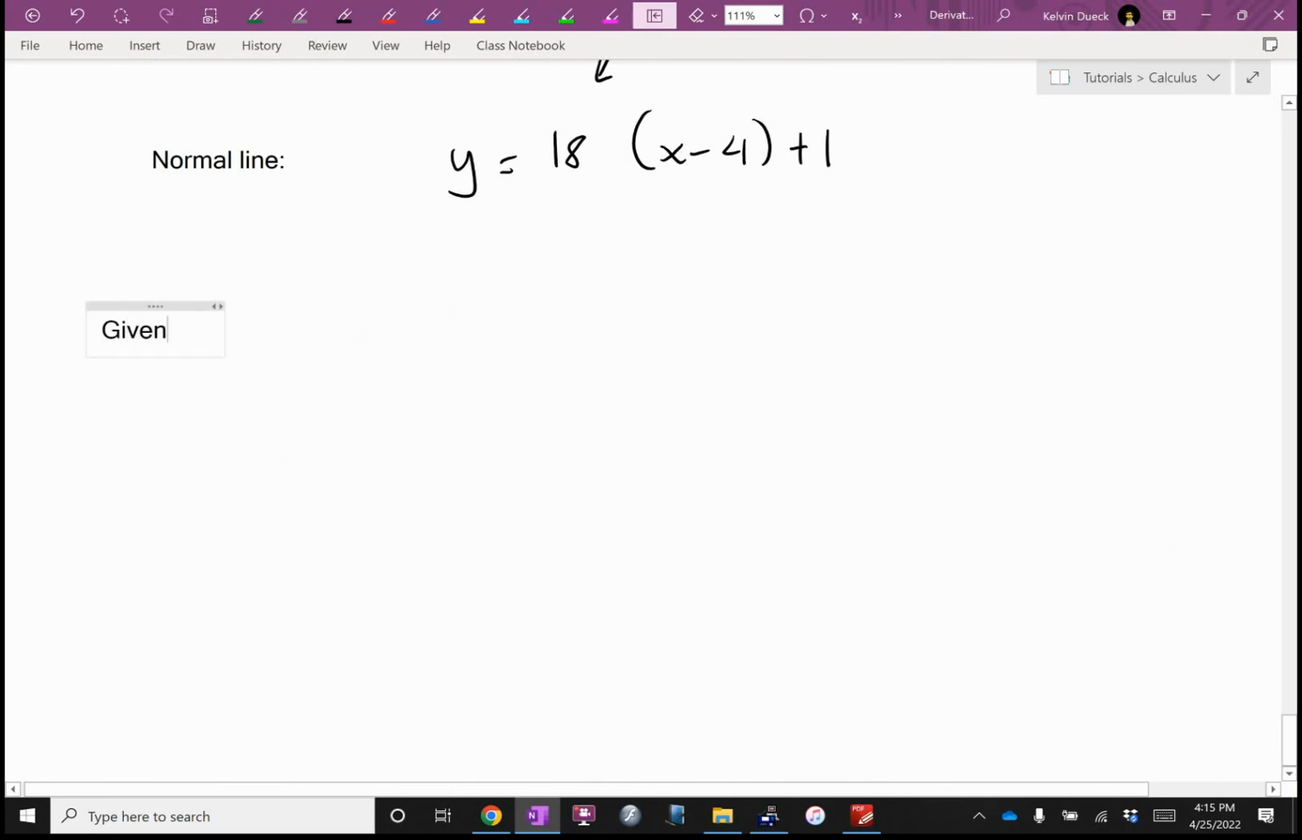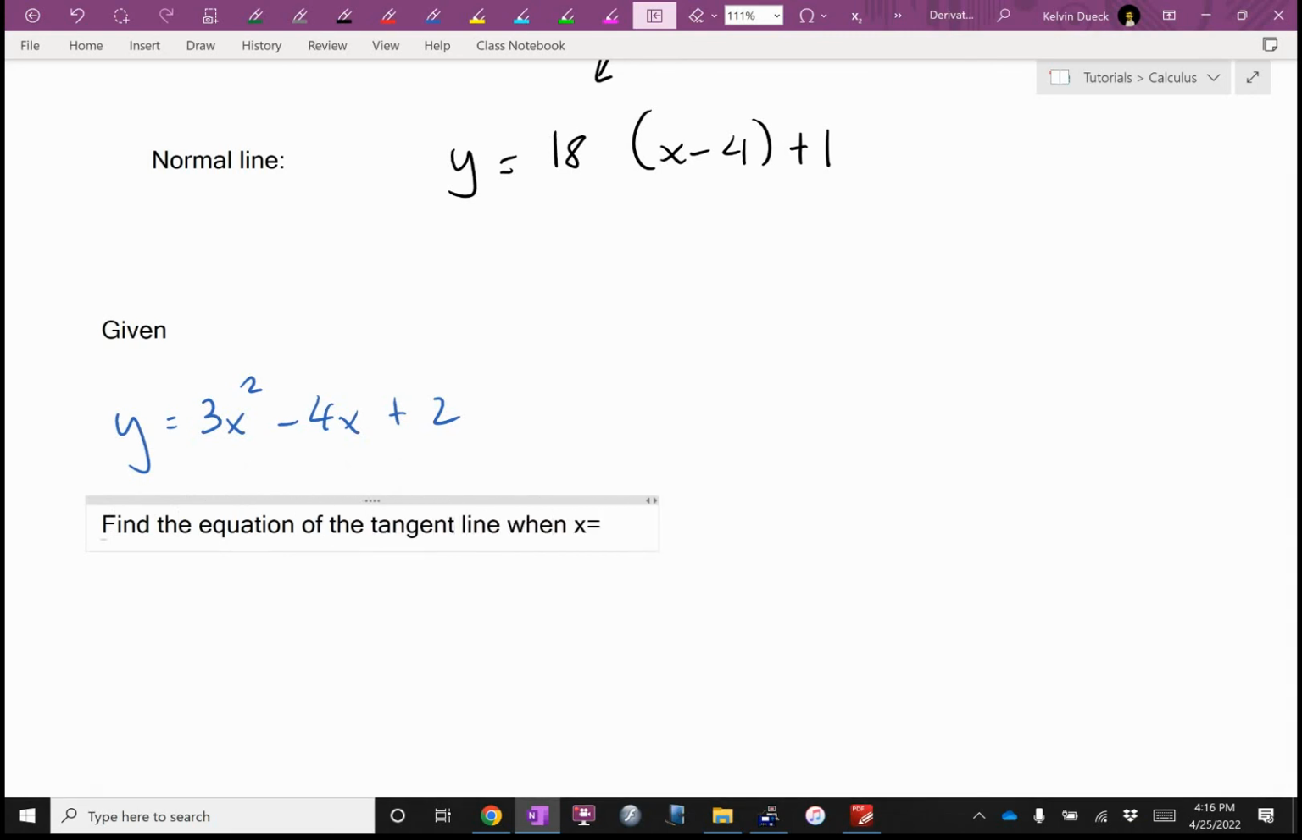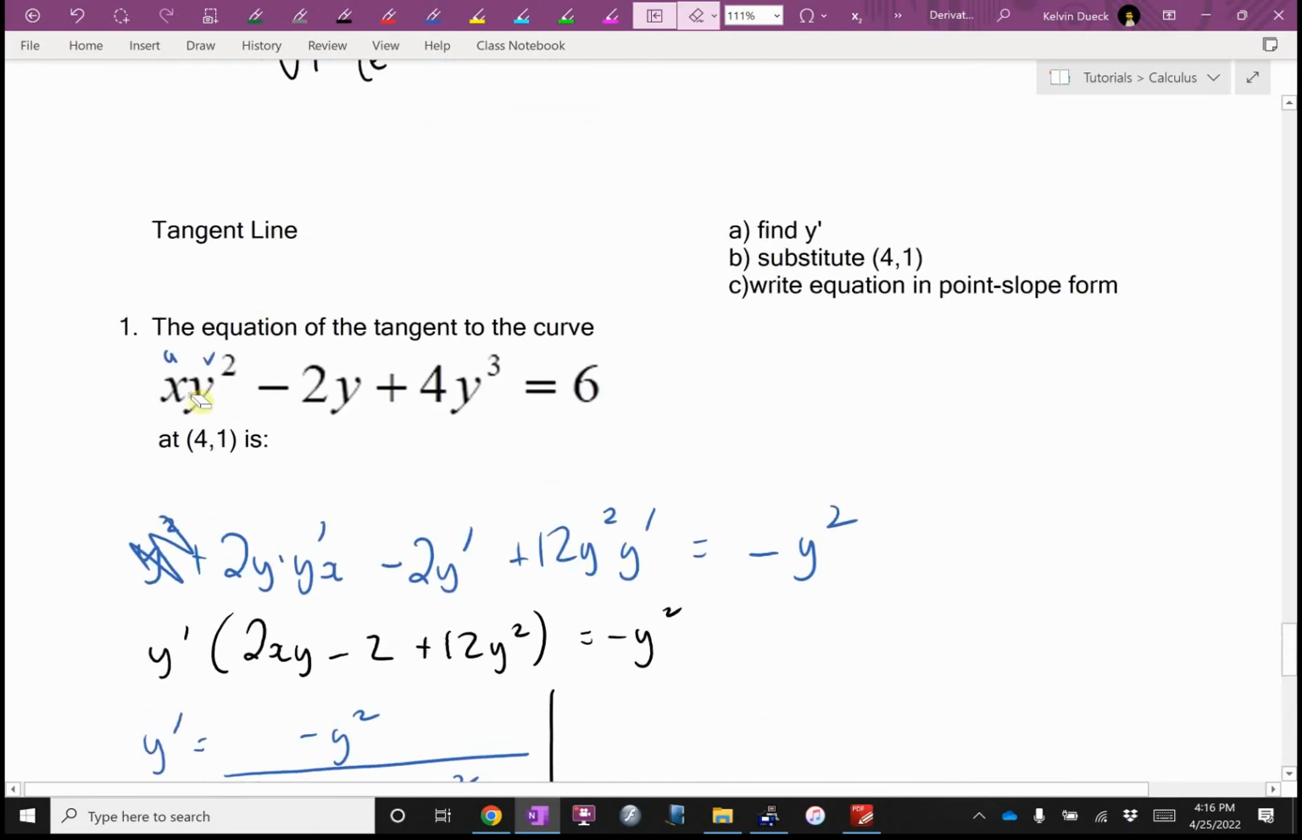Given y equals 3x squared minus 4x plus 2, find the equation of the tangent line when x equals 5? Sure. See, this one's a bit easier because I can now figure out the y value that goes with x equals 5. I can put a 5 there and a 5 there. I couldn't do that with this complicated equation, which is why I had to go find one that someone had already found a point on for me. I cheated. So you ready?